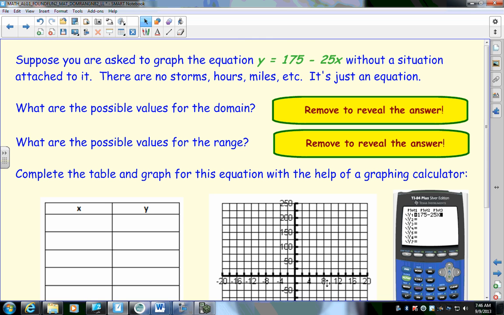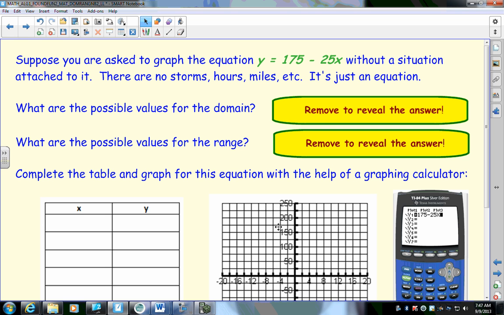Now, it says, suppose you're asked to graph the equation, and it gives you the equation. This is important for the difference in the problem. All it's saying in this case, forget about the storms, forget about the hours, miles, any of that. It just is giving you the equation. And it says y equals 175 minus 25x. So they want you to graph it.